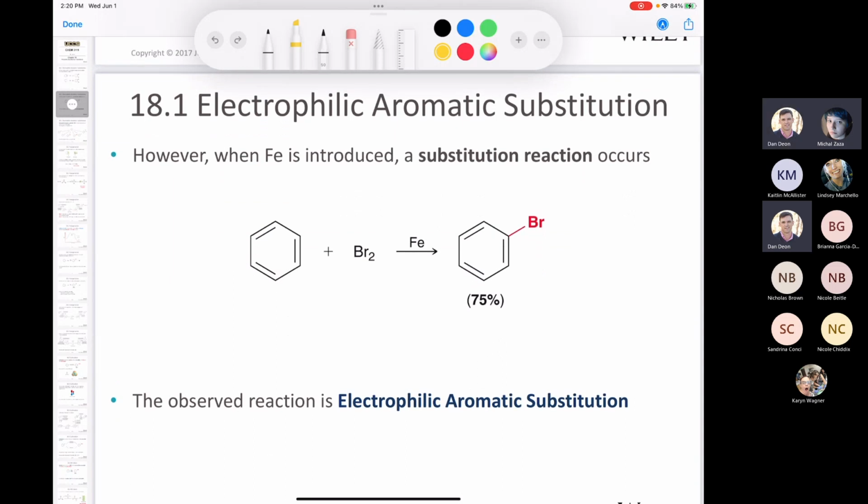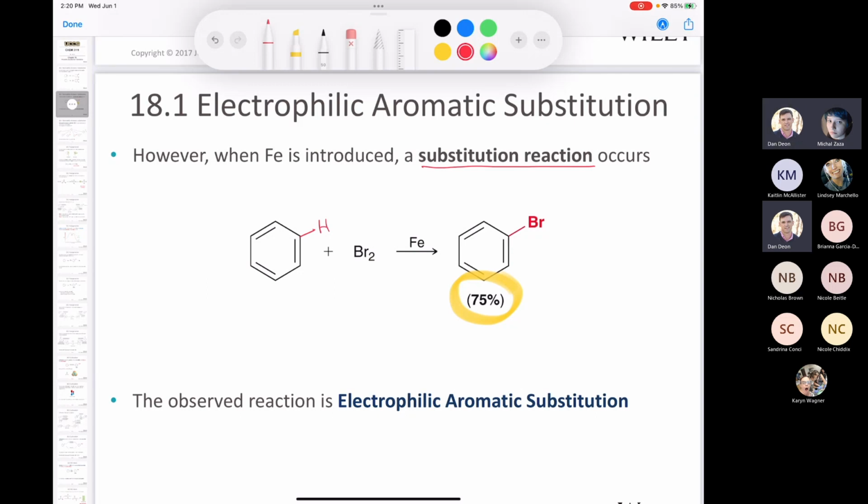If we take benzene and we subject it to bromine, but we put some iron in the reaction mixture, just some iron filings, we see that we do get a substitution reaction occurring, and it occurs in a high yield. 75%, that's not bad. Now, again, we see that this is a substitution reaction. Why? Because we're substituting a hydrogen for a bromine. And what we're doing is we're making a very electrophilic source of bromine. I'm going to talk about that more in a second. And we say it's an electrophilic aromatic substitution because we're substituting on an aromatic ring.